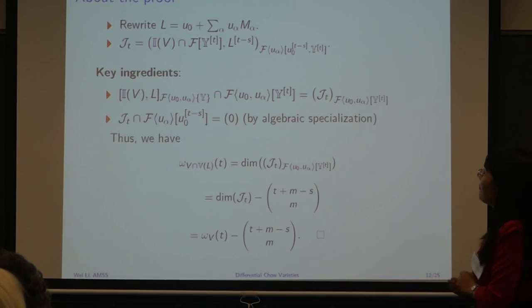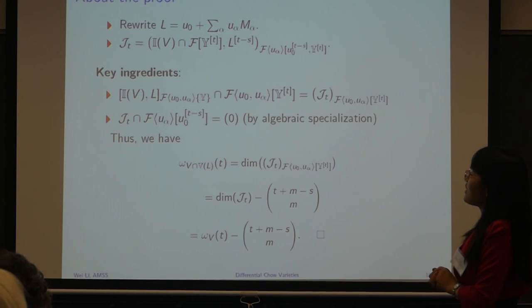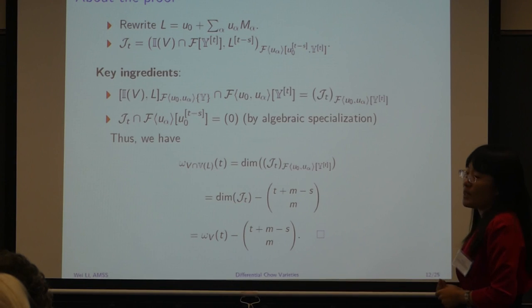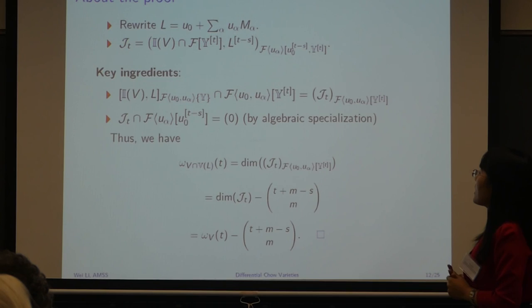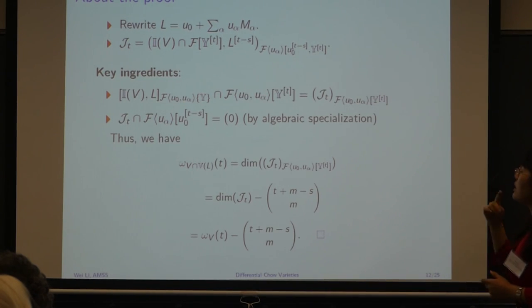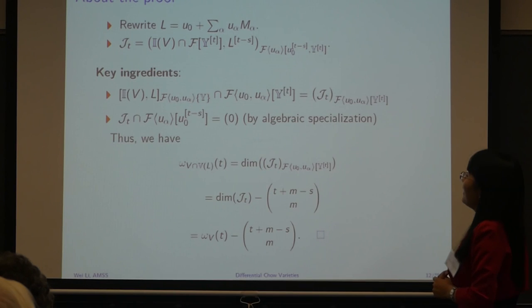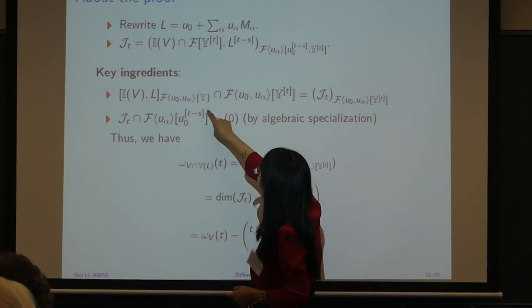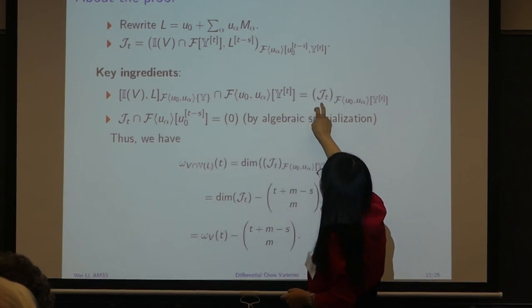This proof is quite elementary. There we just use the algebraic specialization theorem. We don't need the differential specialization theorem, just the algebraic one. And also we just use the differential characteristic set method and the algebraic characteristic set method. And the key is to prove that this ideal equals this ideal.